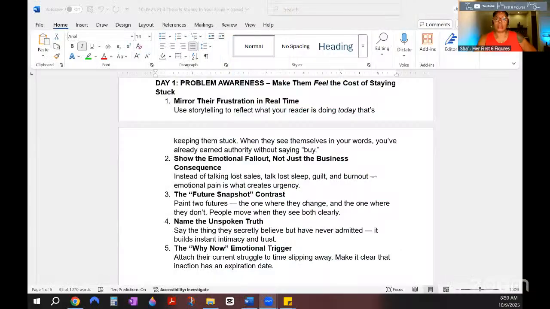All right. So day 1 is going to be, and keep in mind that this 5 email sequence happens after the email where you pitch the offer. So you've already asked them about the offer. You've already explained the offer in an email. This is going to be the 5-day series that happens after that. Day 1 is going to be problem awareness. Make them feel the cost of staying stuck. We want them to make a decision to come out of pain now rather than later.